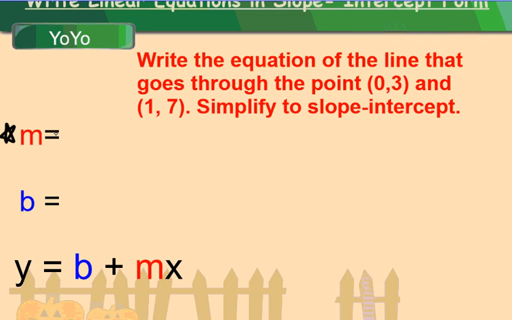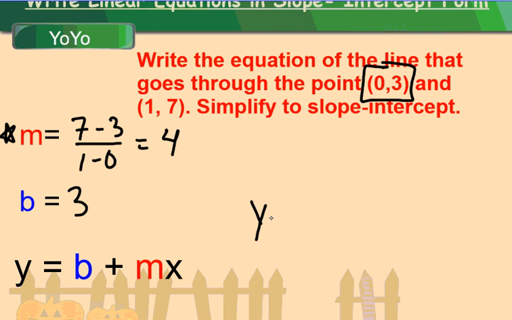Okay, you'll realize the first thing we need to do is find the slope. So I'm going to end up doing 7 minus 3 over 1 minus 0. That's going to give me 4. Then I need to see, do I have the y-intercept? And I do, because this is the y value and x is 0. My y-intercept is 3. So I would write y is 3.